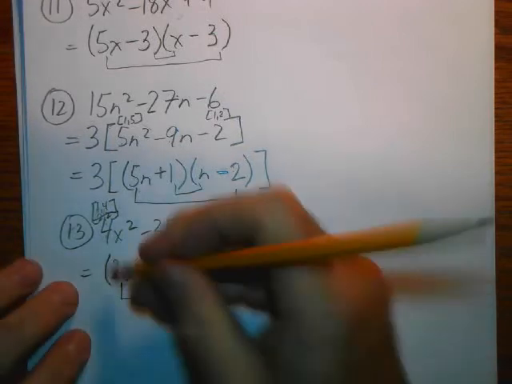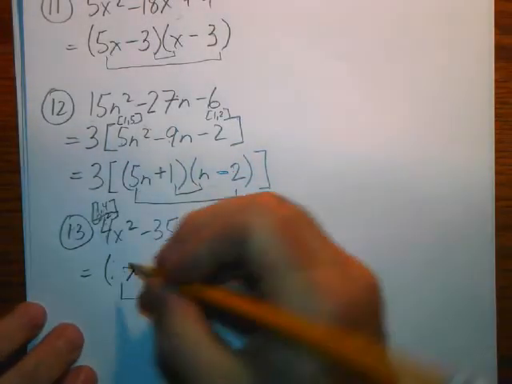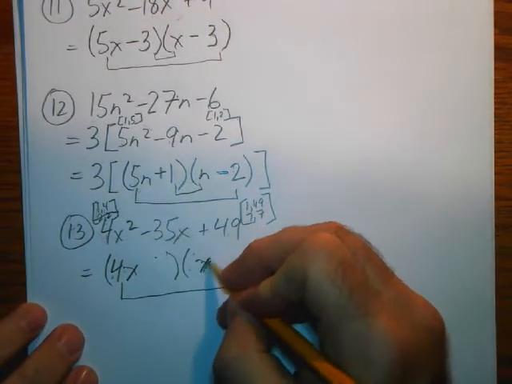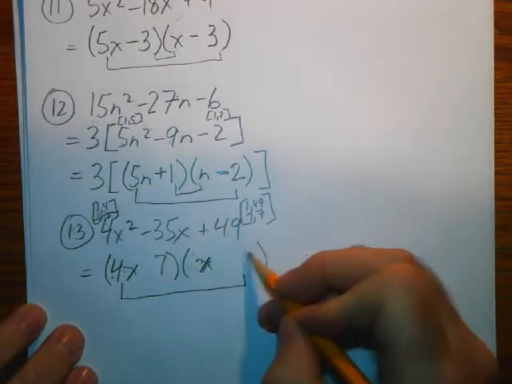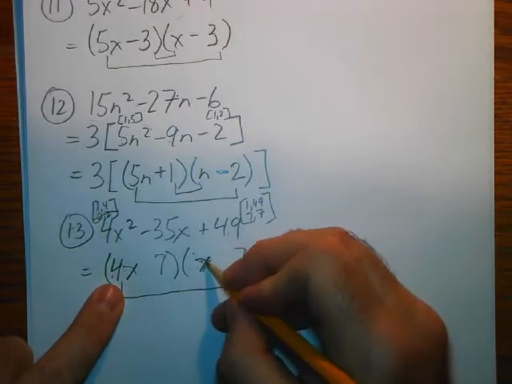So the 1 and the 4. So I've got 4x and x. And again, I'll try the 7 and 7 first. So I know these two should be right, the 4x and the x. I'm still hoping that the 7 and the 7 are right. They may not be.